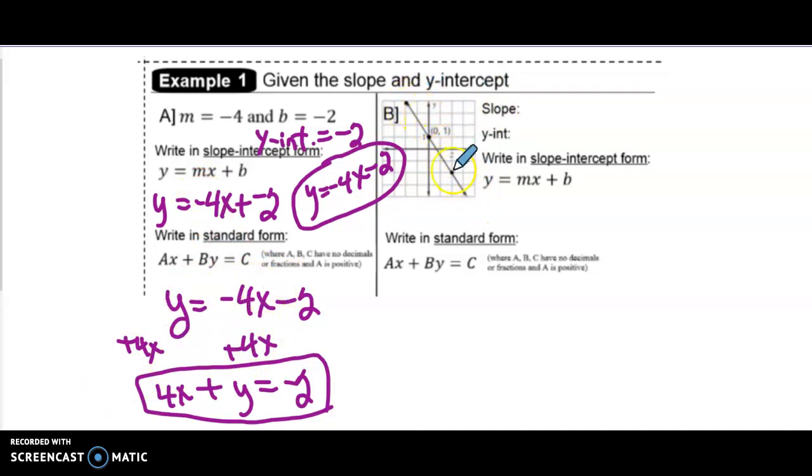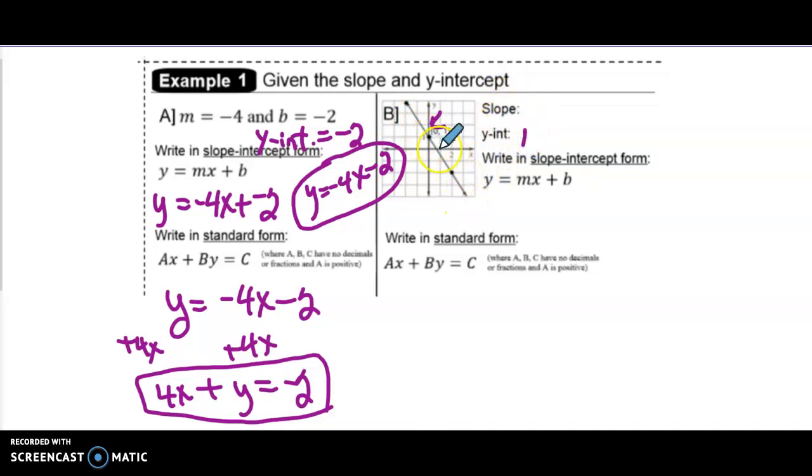Here they're giving me the line, but they're not telling me the slope and y-intercept. However, by giving me the line, they kind of are telling me the slope and y-intercept, right? I can see the y-intercept right here. It's 1. Where am I crossing the y-axis? At 1.